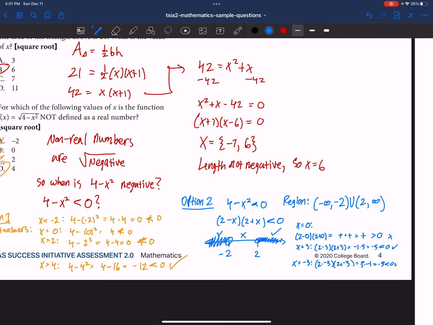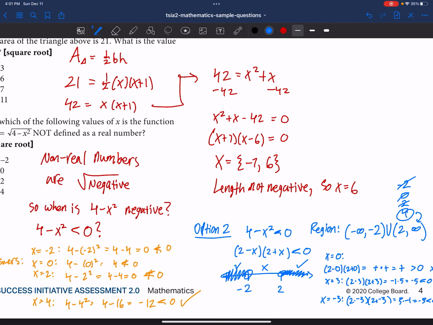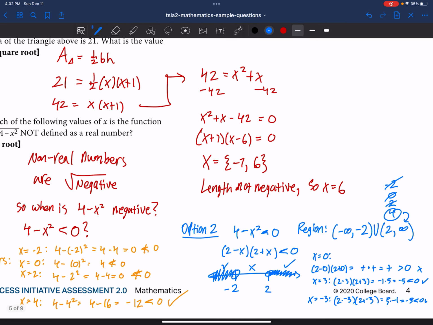So you look at your answer choices again, and you compare -2, 0, 2, and 4, and -2 is not in there, 0 is not in there, 2 is not in there, but 4 is in that region. So you'd say answer choice D is 4. So notice what I did in blue, option 2, is a lot more complicated because it involves actually solving that inequality and then finding the sort of the domain of x that satisfies that inequality, and then looking at your answer choices to see which one of those falls within the domain.